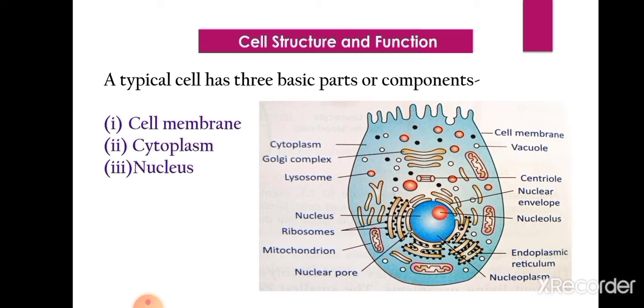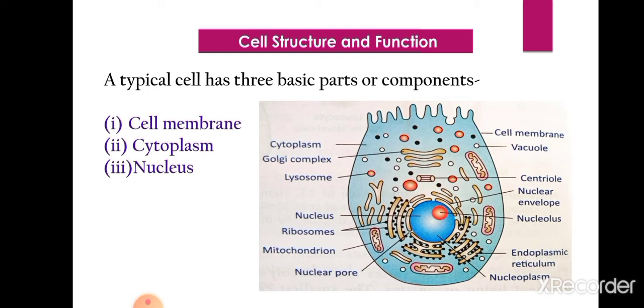all organisms, including plants and animals, and obviously microorganisms also, show different characters, means there are a lot of variations among them, and some common characters are also there. So the same thing is with the cell also. Cell structure and function is different in different organisms, but three basic things are present in cells.